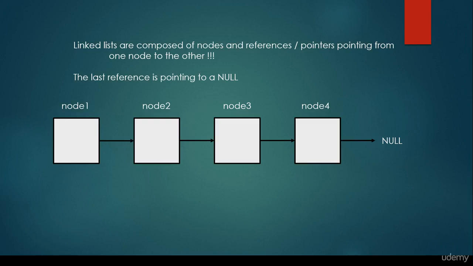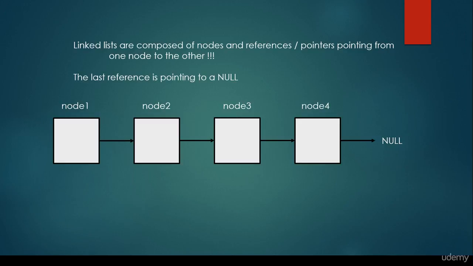What are linked lists? Linked lists are composed of nodes and references or pointers pointing from one node to the other. Of course, the last reference is pointing to a null, and it's very important because this is how we are able to detect that the last node is pointing to a null. So in this situation, the first node is node 1. It is pointing to node 2, it is pointing to node 3, it is pointing to node 4, and node 4 is the last node because it is pointing to a null.